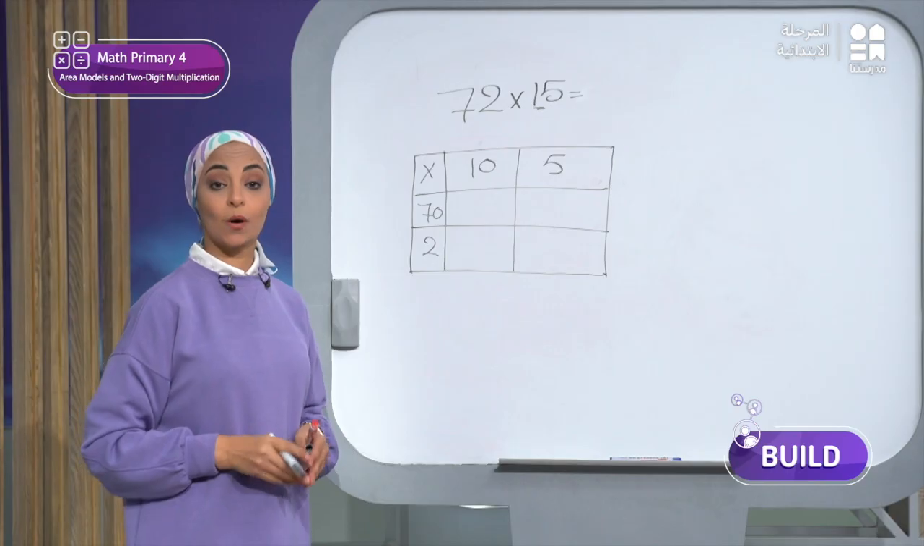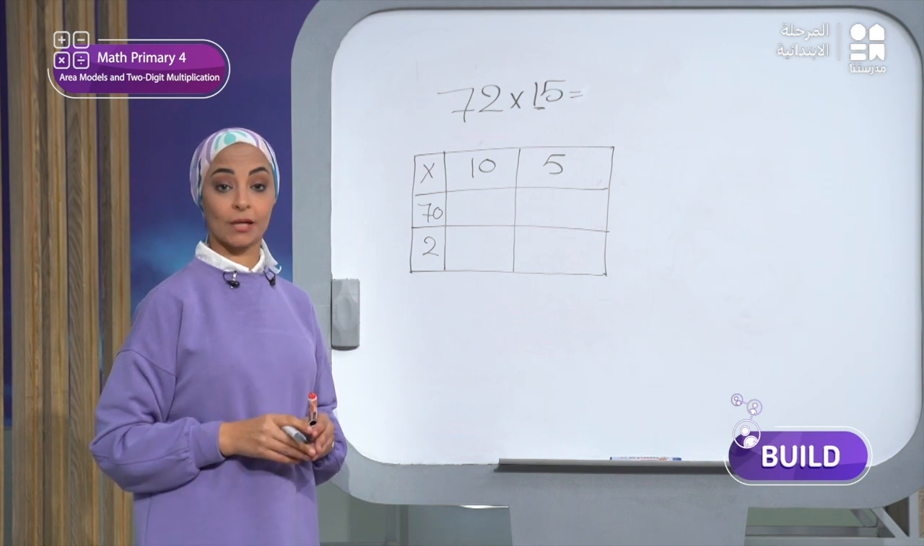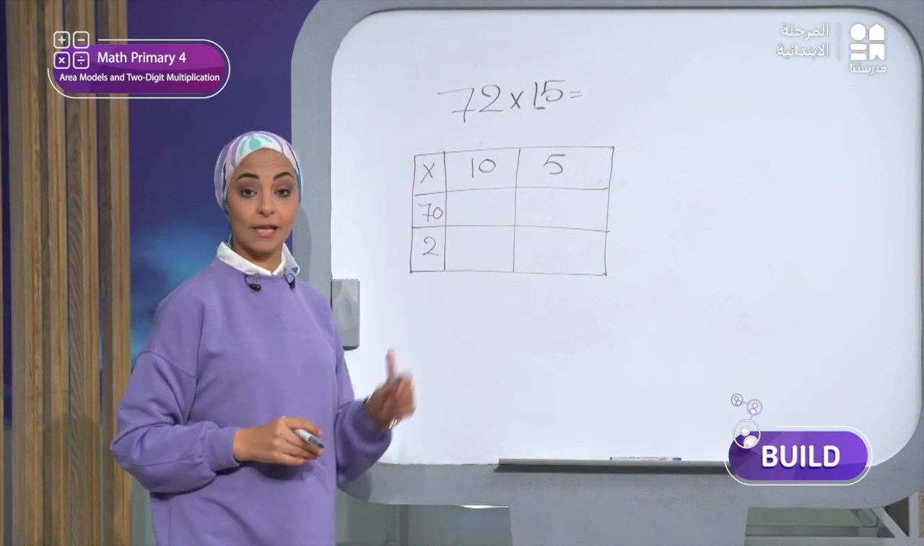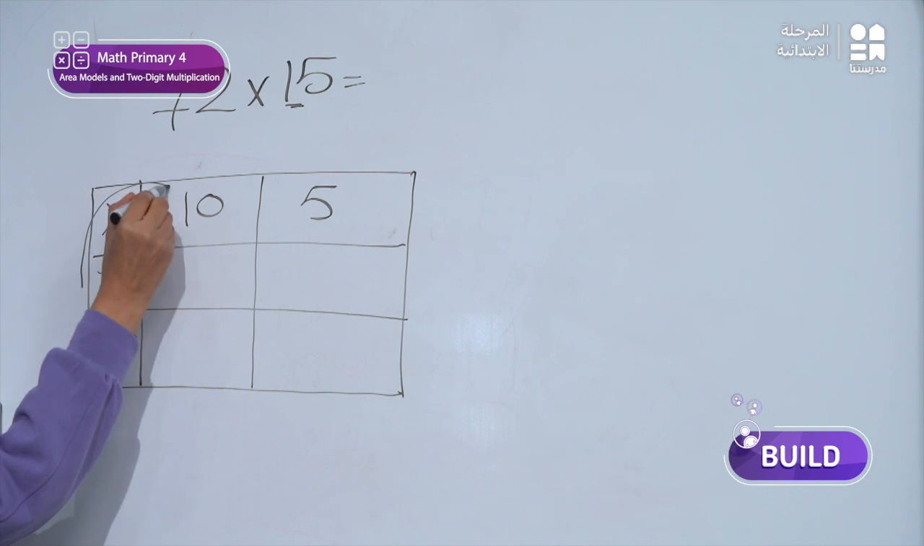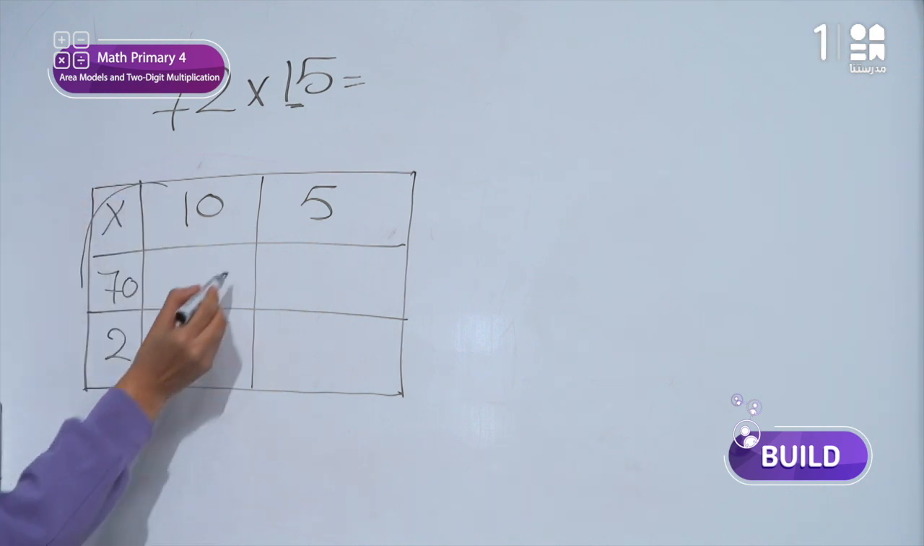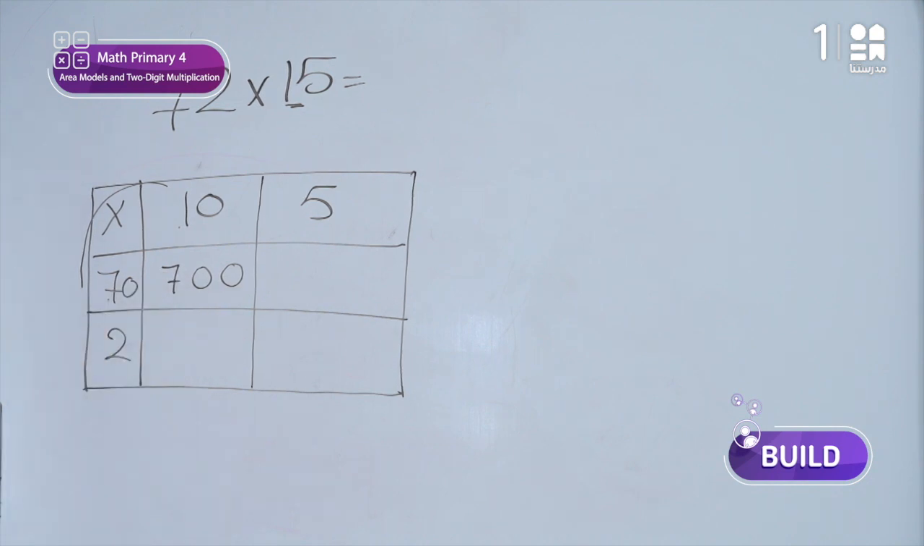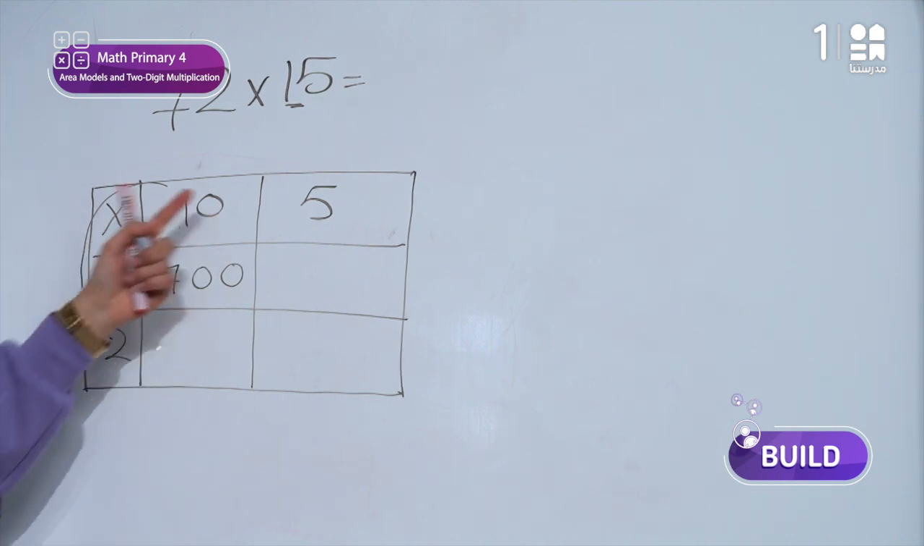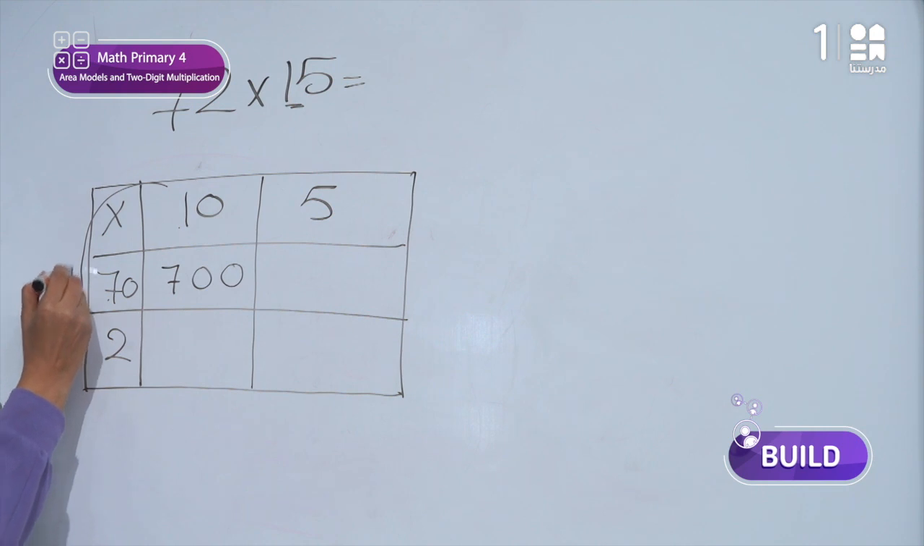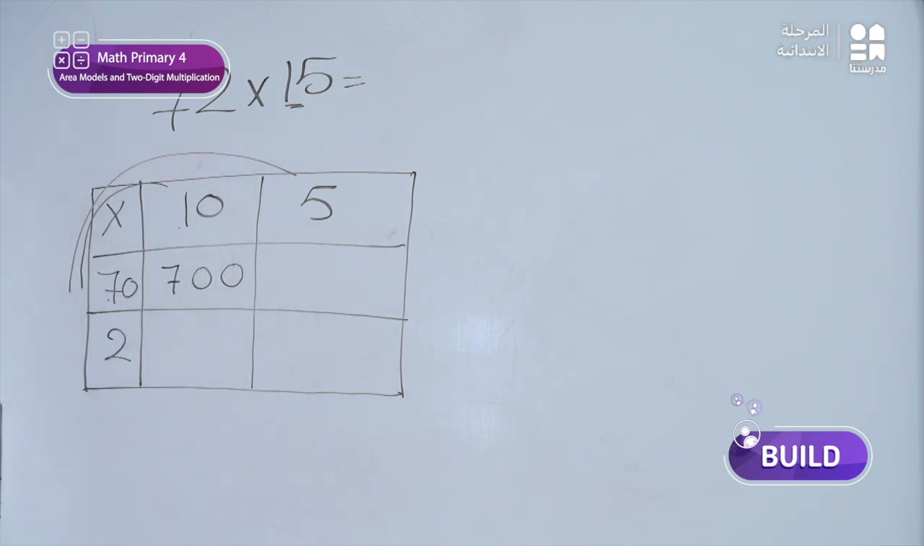Then what should I do? I will start with the multiplication. 70 times 10. So 70 times 10 equals what? Of course, I will put the 2 zeros here. Then 7 times 1 equals 7. Then what should I do? I will multiply 70 times 5. 70 times 5 equals what?